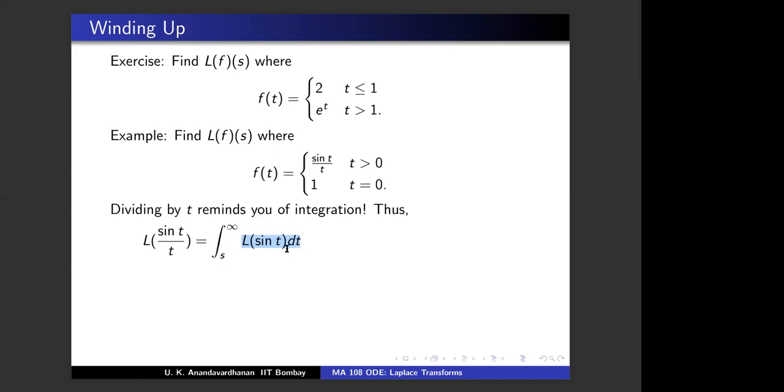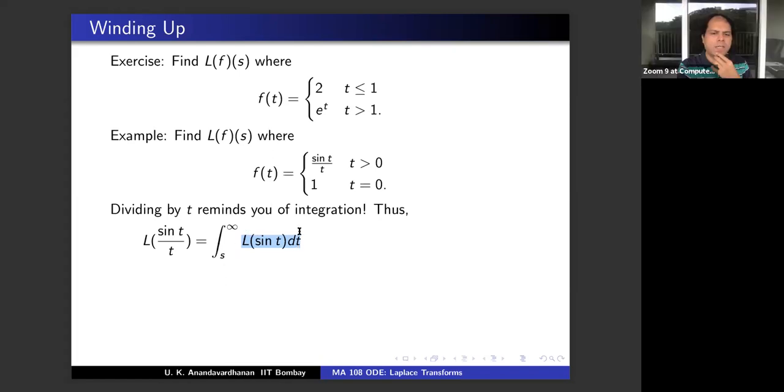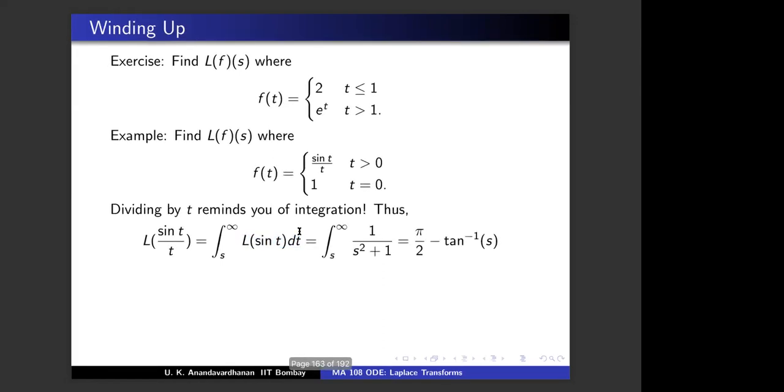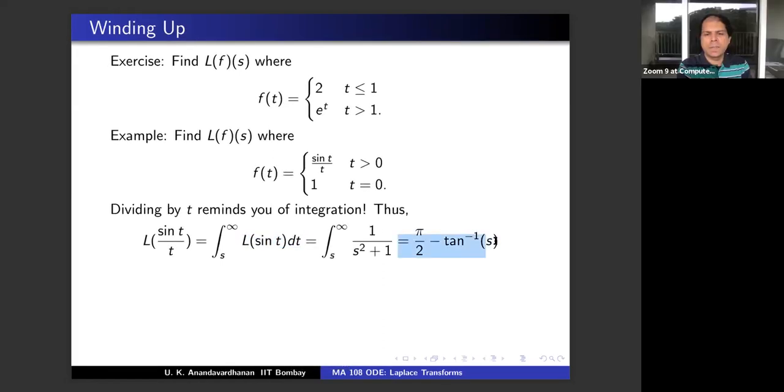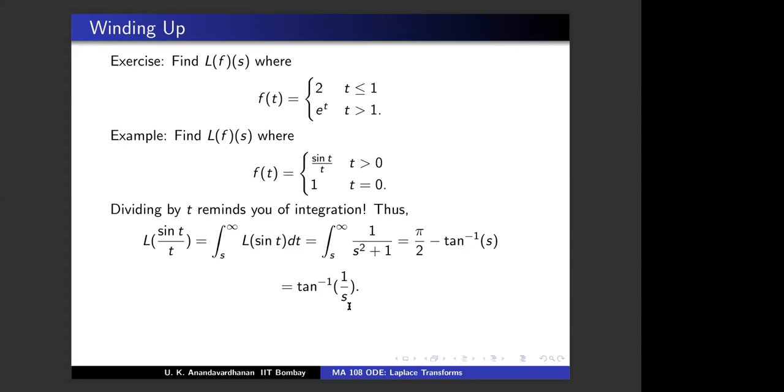Tan inverse. So when you substitute s and infinity, what is the answer? Pi by 2 minus tan inverse s. Okay. So this is what you got, L of sine t by t. And this is tan inverse 1 by s, no? Yeah. Okay, so you got tan inverse 1 by s.